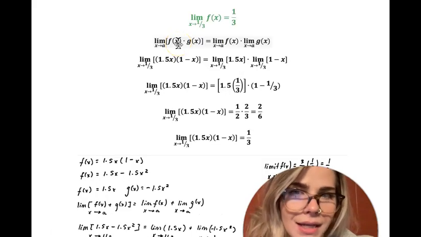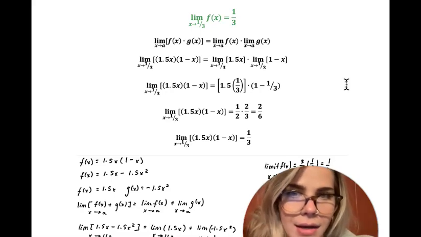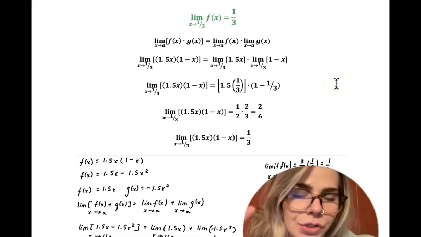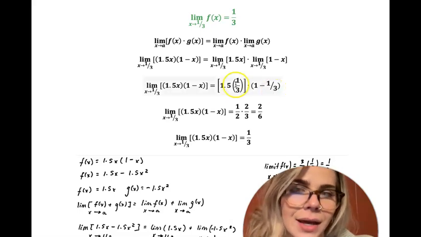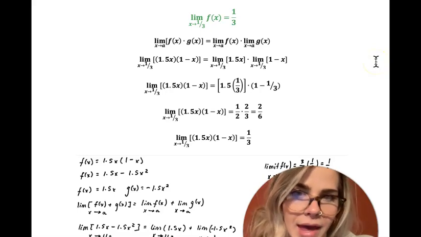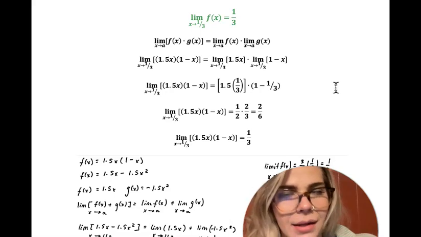So I calculated the limit of our function in a couple of different ways. One of the ways that I calculated it is using the limit laws. So I separated the function into the product of two functions. So instead of f of x being equal to 1.5x minus 1.5x squared, I actually separated it into f of x being 1.5x and 1 minus x being g of x, I think I labeled it.